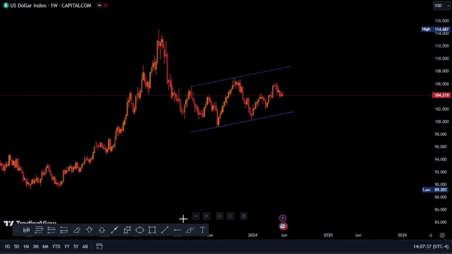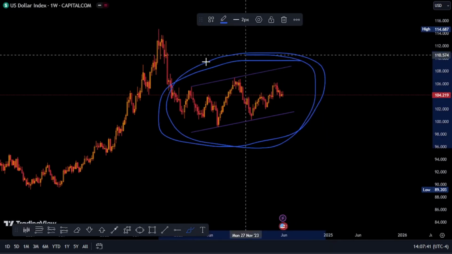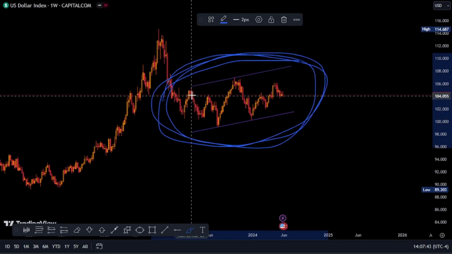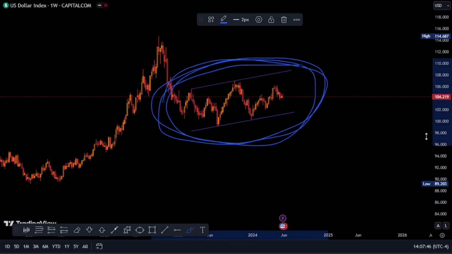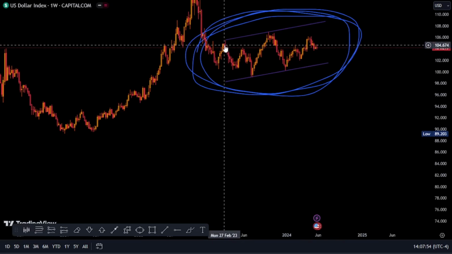So for weeks, for months, I'll be trading within this. You understand? When did this correction start? Let's see. This correction started March 2023. Monday the 6th March 2023.